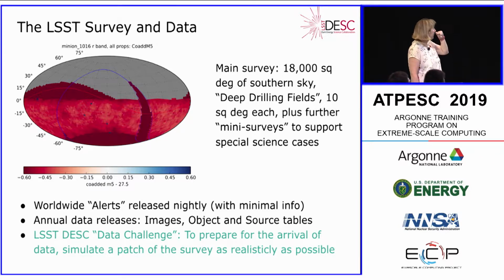I told you about the worldwide alerts already, so they come out nightly. Minimal information, so it's really up to the astrophysicists to decide what to follow up and what not. And there are annual data releases that will come out. Those are more like the maps that I showed you at the start. And so LSST DESC decided to simulate a little piece of the survey, 300 square degrees, but to try to make it as realistic as possible.